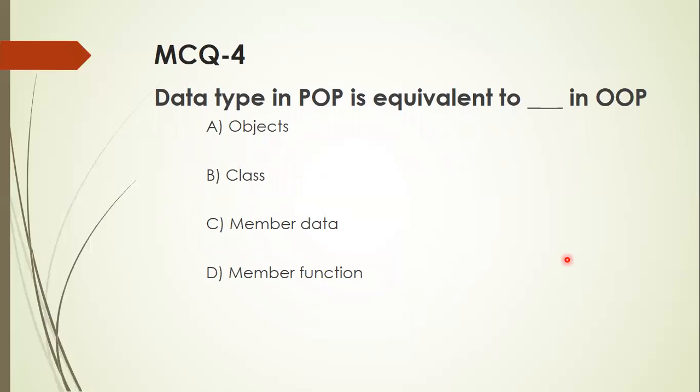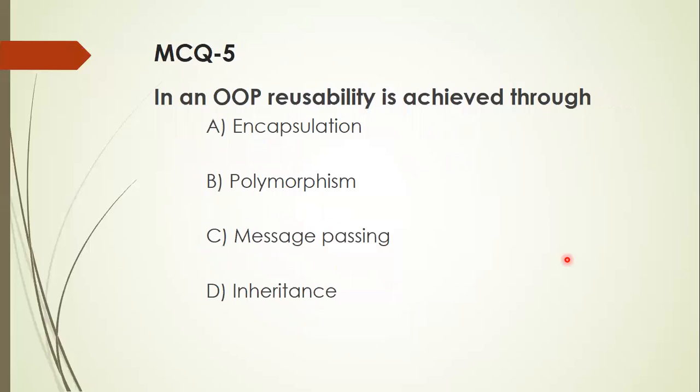Data type in procedure-oriented programming is equivalent to dash in object-oriented programming. So variable is equivalent to object. Data type is equivalent to class. The last question: in object-oriented programming, reusability is achieved through which concept?